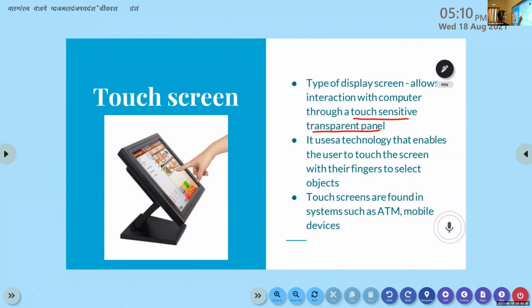It uses a technology that allows the users to touch the screen with their fingers to select an object, isn't it? It has been found in ATMs and mobile devices. So this screen allows us to communicate with that device. Using our finger, we can select an object. Is it okay?